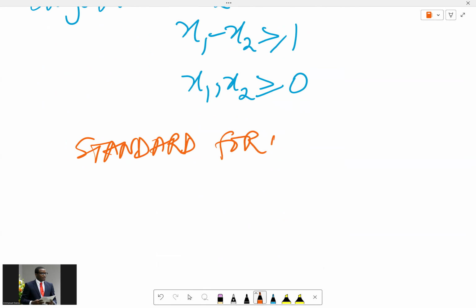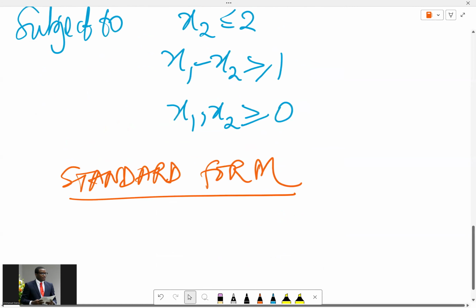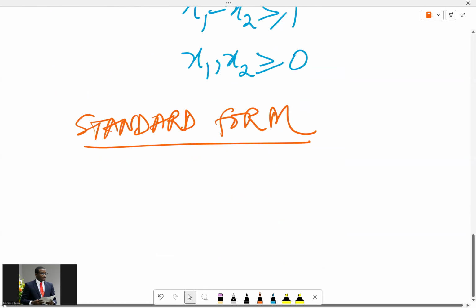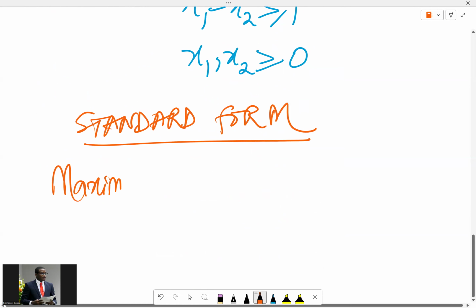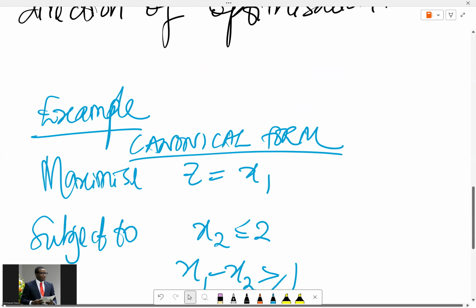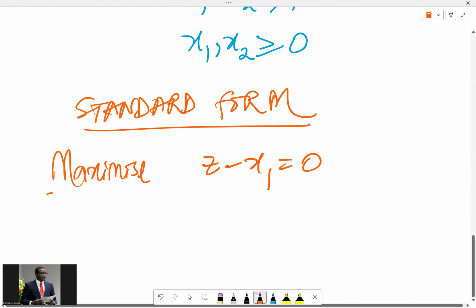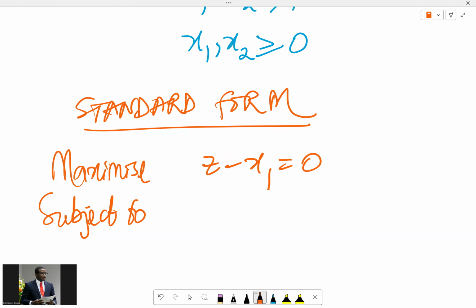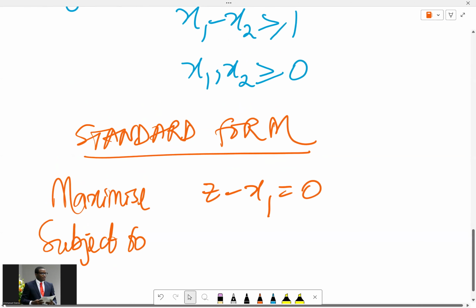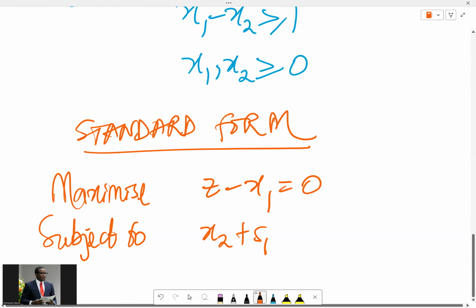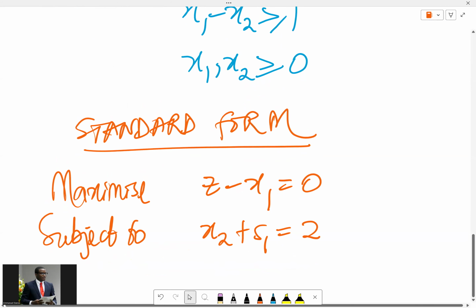So the standard form here definitely is going to be maximize z minus x1 equals 0 based on what we have up there. And then this is subject to x2 plus s1 is equal to 2.